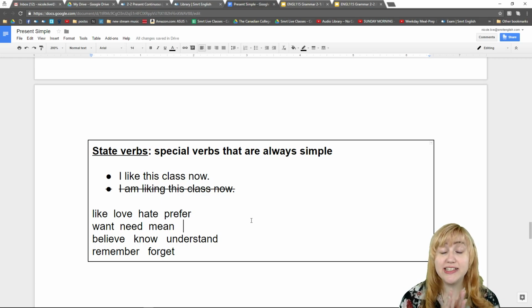And we're going to study these more in a future lesson. I just wanted to introduce the idea. So if you don't understand this 100%, that's okay. We're going to study it more in a future lesson.